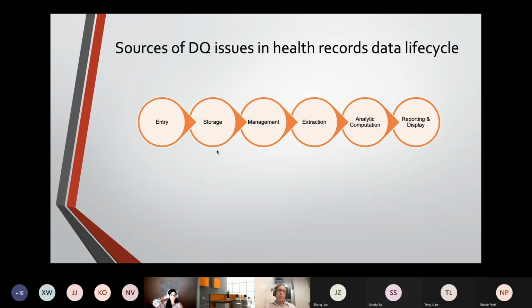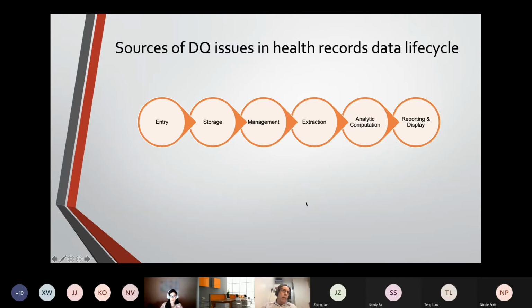Looking at the cycle of taking data from the time that it's entered in the context of a clinical care event, and then it's stored in some sort of database management system that manages and may back up and takes care of those data. Then at the time one wants to do a research study, those data are extracted out either into a CDM or to an analytic data set. One does analytic computations on that and then displays and reports them.